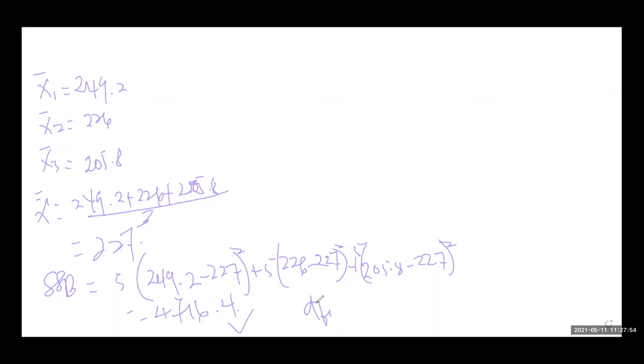My degrees of freedom between will be equal to 3 minus 1, which is equal to 2. So my MSB is equal to 4716.4 divided by 2. What will I get here? Are you following, guys? Yes, sir. So this is 2358.2. So this is MSB.